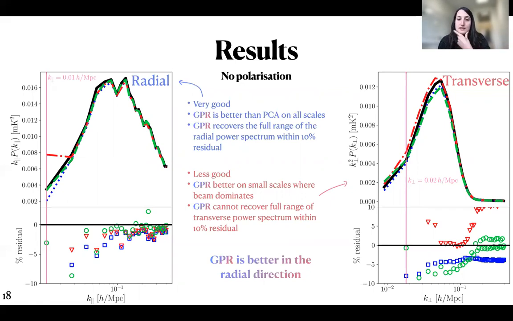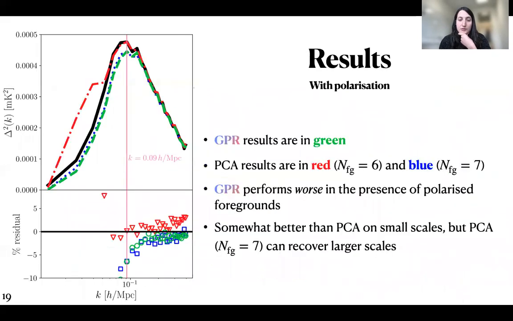So this makes sense that GPR performs better in the radial direction. Now we try including the polarization leakage and see what happens. And you can see that the k-bin at which GPR fails is now larger, meaning that we cannot access the same larger scales as we did without polarization leakage.